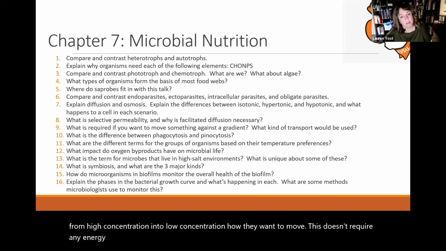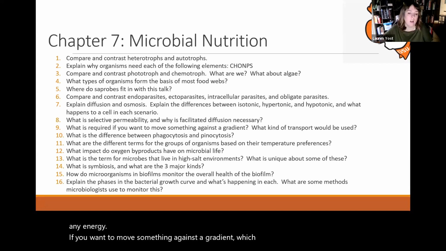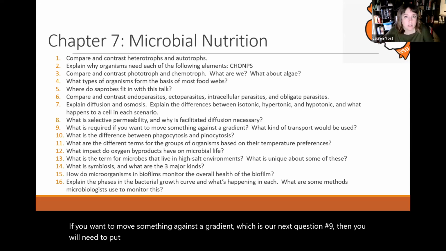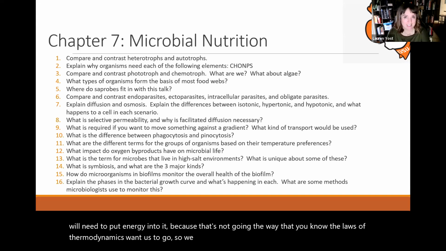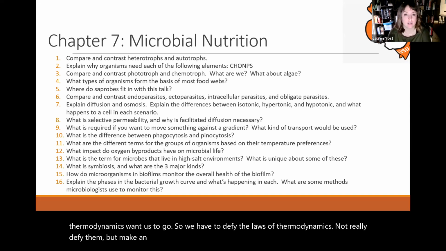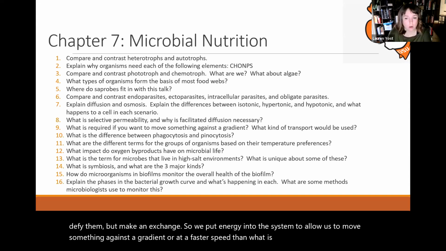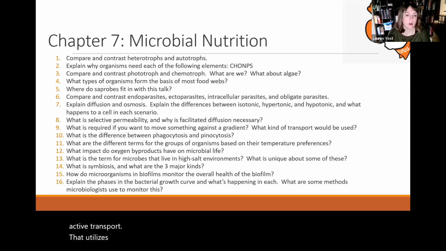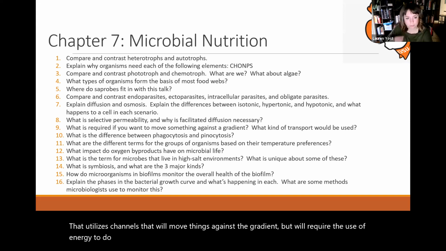If you want to move something against a gradient, which is our next question, number 9, then you will need to put energy into it, because that's not going the way the laws of thermodynamics want us to go. So we have to defy the laws of thermodynamics, not really defy them, but make an exchange. We put energy into the system to allow us to move something against a gradient or at a faster speed than what is natural. That would be active transport, which utilizes channels that move things against the gradient, but requires the use of energy to do so.